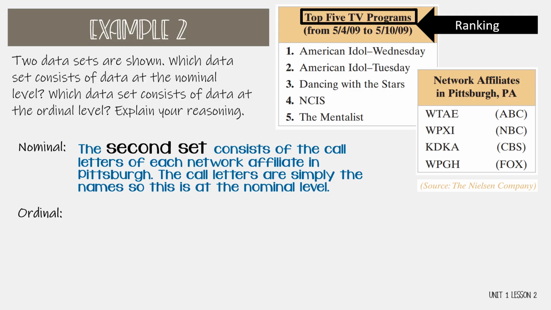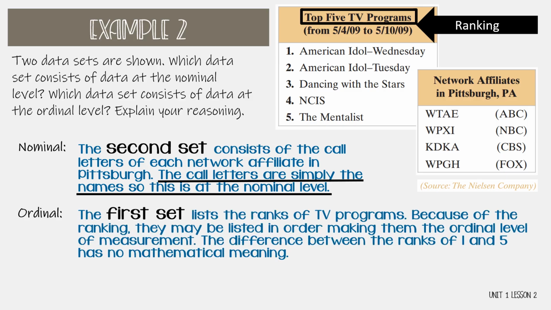It consists of all the call letters of each network affiliate in Pittsburgh. So the call letters are simply a name. So it's qualitative data. It's at the nominal level. Ordinal, on the other hand, is the first set of data. It ranks the TV shows, so there is an order to it. Because the rankings may be listed in order, that makes them the ordinal level of measurement. But the difference between the ranks of 1 and 5 has no mathematical meaning. It's just a ranking.